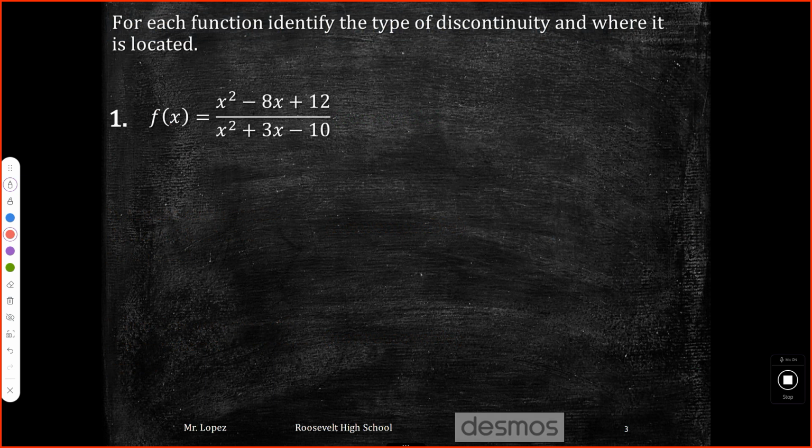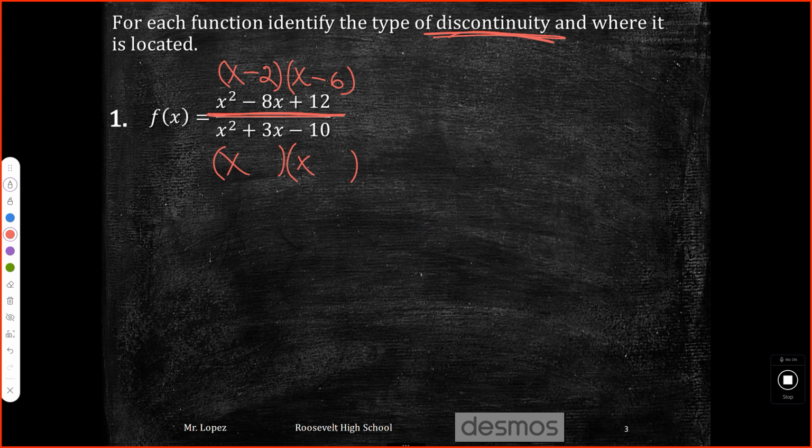Okay, so now for each function, identify the type of discontinuity and where it is located. So we're looking for discontinuities. If we're just looking for discontinuities, we can just find where it is not defined on the domain. So let's go ahead and factor both the top and the bottom. Top: x, let's see what are the numbers. Is it 2 and 6? Yes, it is 2 and 6, and they're both negative. Yeah, so those are the factors.